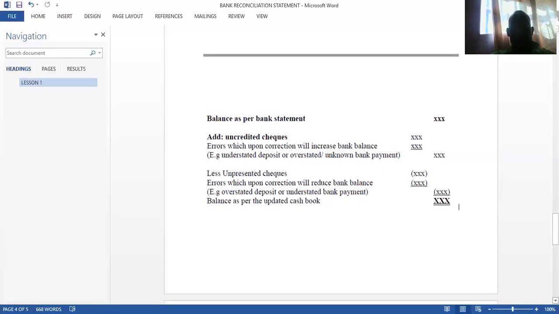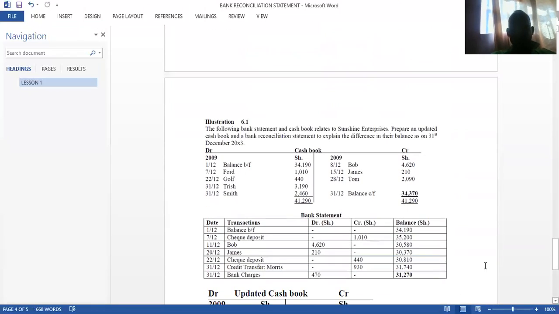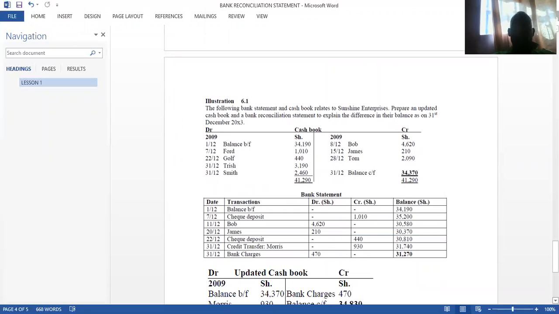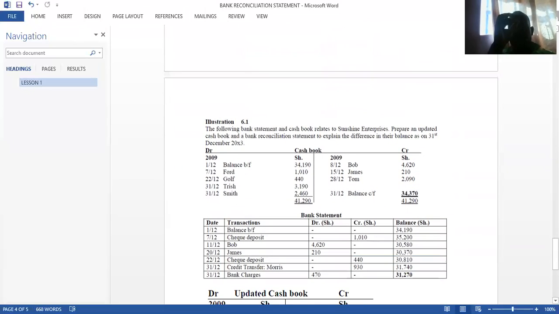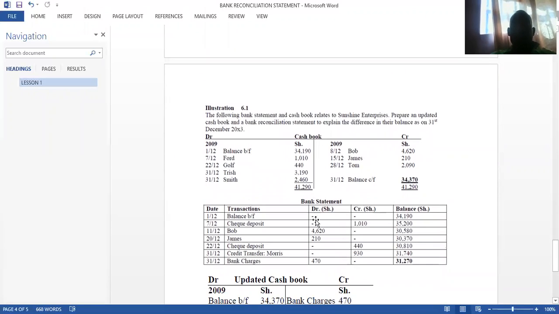There's an example that has been provided whereby you are given an extract of the cash book and an extract of the bank statement. So in that case, it was required that you prepare a bank reconciliation statement. Note here, what you simply do is this. You start by preparing the updated cash book. How do you prepare the updated cash book here? The updated cash book here is prepared by looking at the items that are in the bank statement but missing in the cash book. And remember, the debit side of the cash book is compared with the credit side of the bank statement.